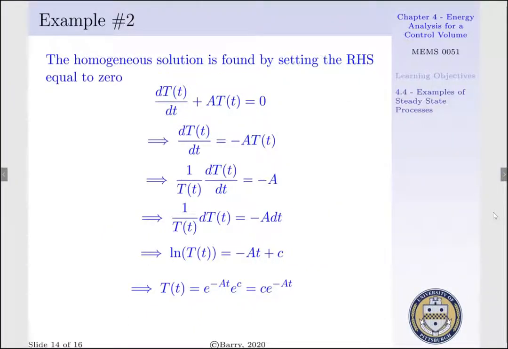Thus, if we solve for T by exponentiating, we have our temperature as a function of time is equal to e to minus At times e to c, where e to c is just a constant C. Therefore, our temperature as a function of time is equal to C e to minus At. Now this is our homogeneous solution. This has to be summed with our particular solution.